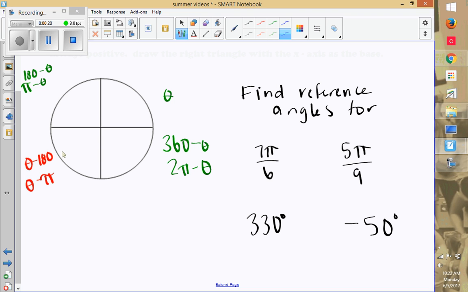So if I have 7 pi over 6, I'm going to take the angle, which is 7 pi over 6 minus pi, which in order to have the same denominator would be 6 pi over 6. So I'm going to end up with a reference angle of pi over 6.